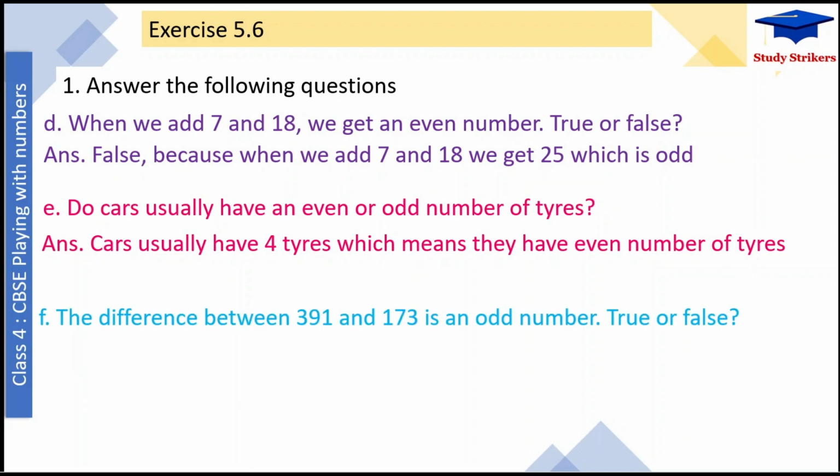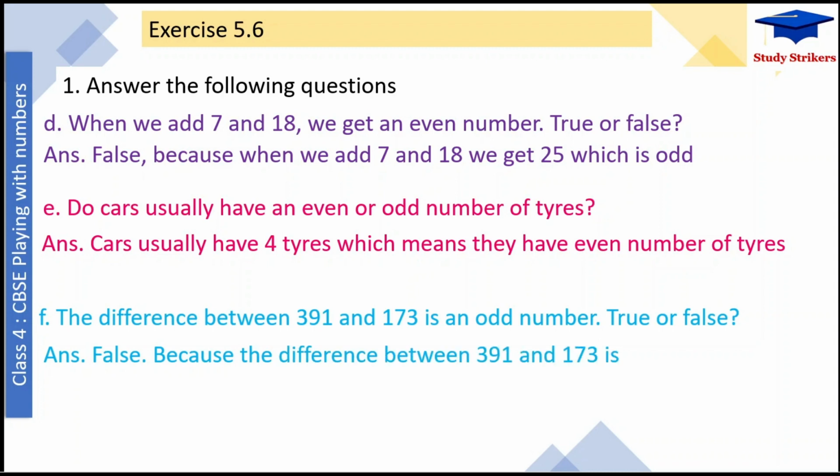Next question. The difference between 391 and 173 is an odd number. True or false? If you look at both numbers, they are odd. Let's find out their difference. The difference between 391 and 173 is 218. So it is an even number. Alright, so we are done with our first question.